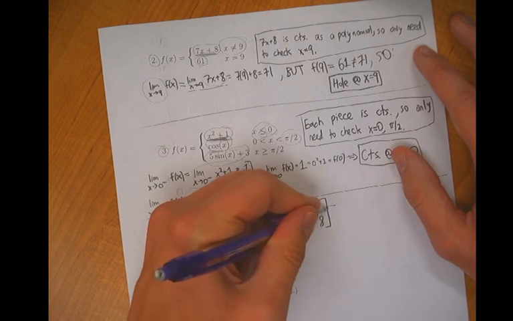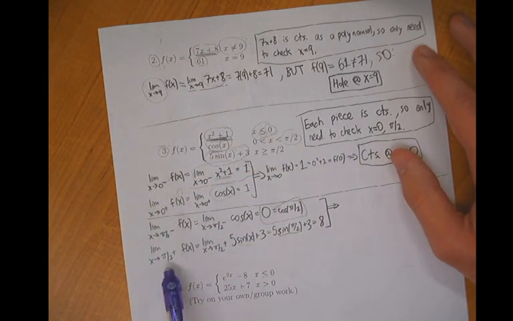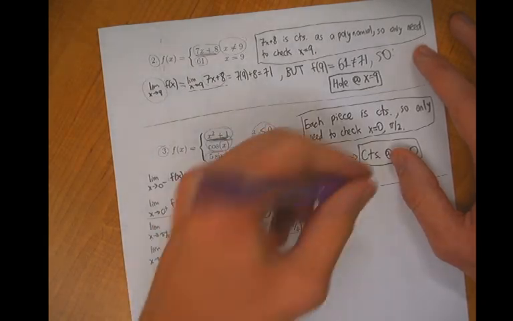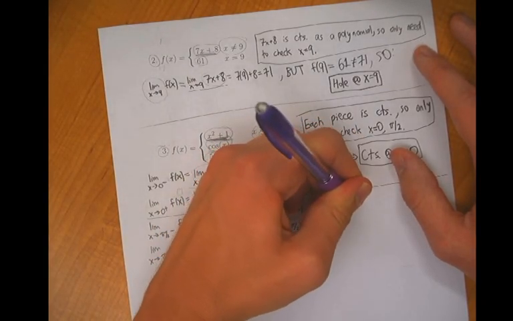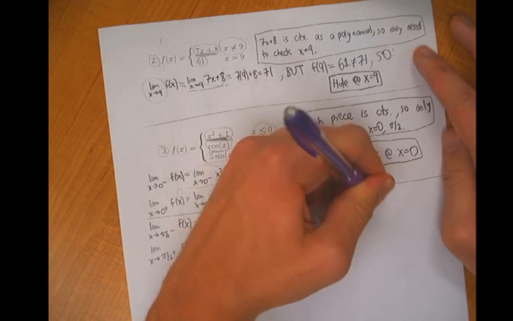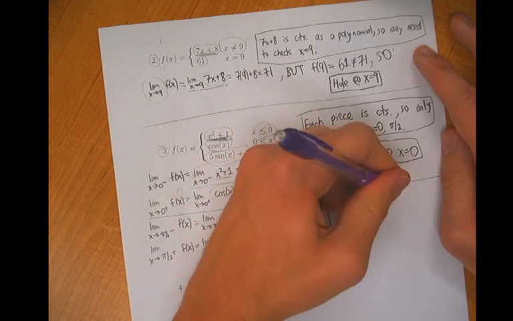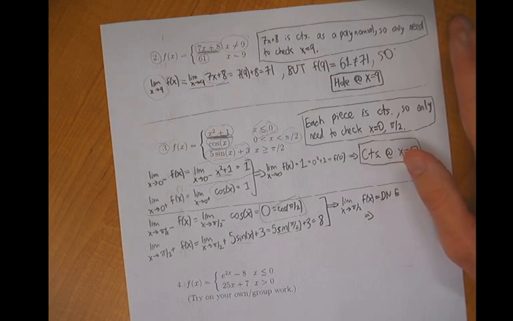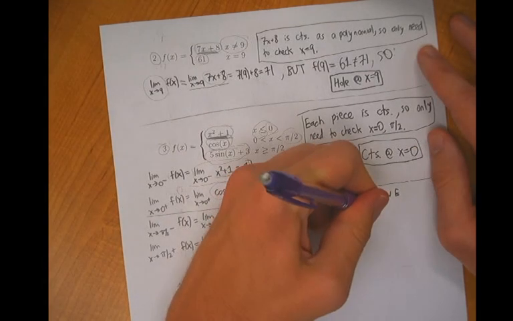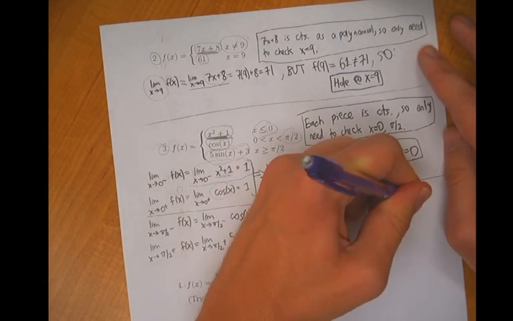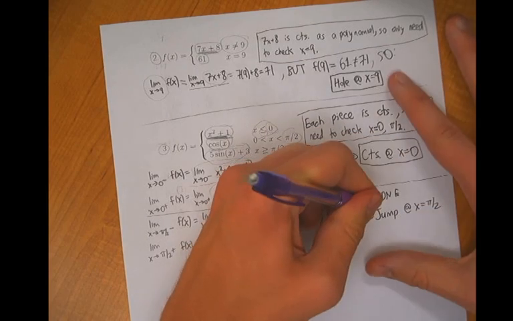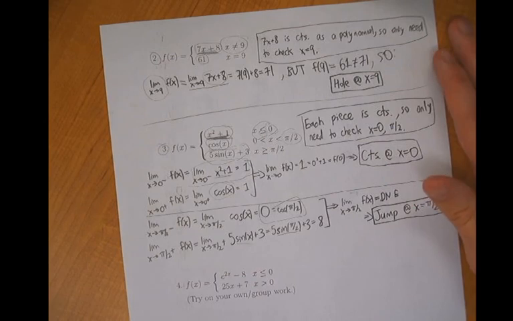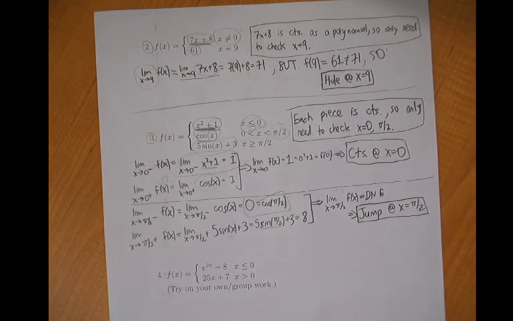But wait a minute. In this case, the one-sided limits exist and are finite, but they don't agree with each other. So that means that the two-sided limit can't exist. So what does that tell you about what kind of discontinuity we get here? That's where we get a jump. Good. Jump at x equals pi over 2. Okay. So that takes care of part 3.